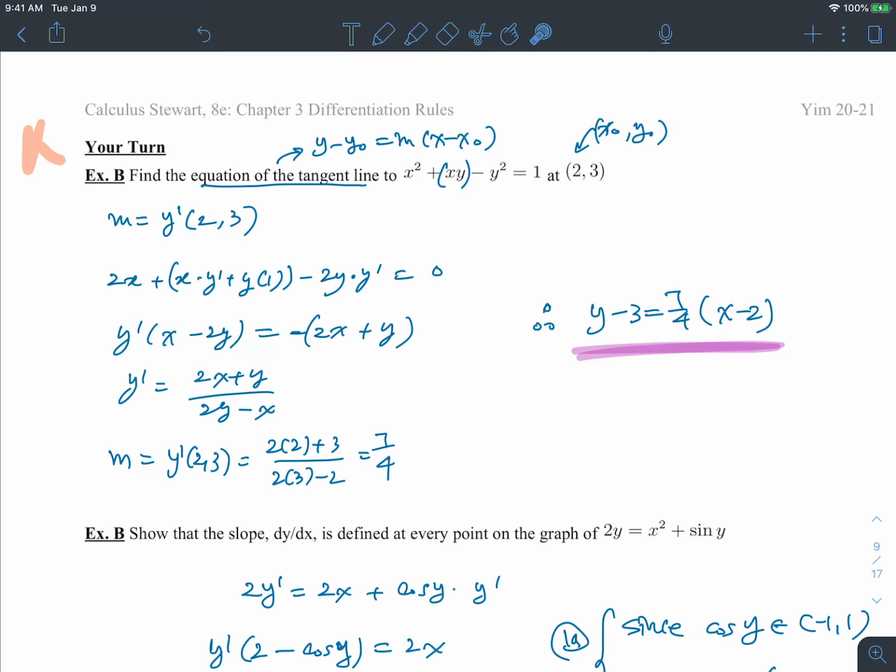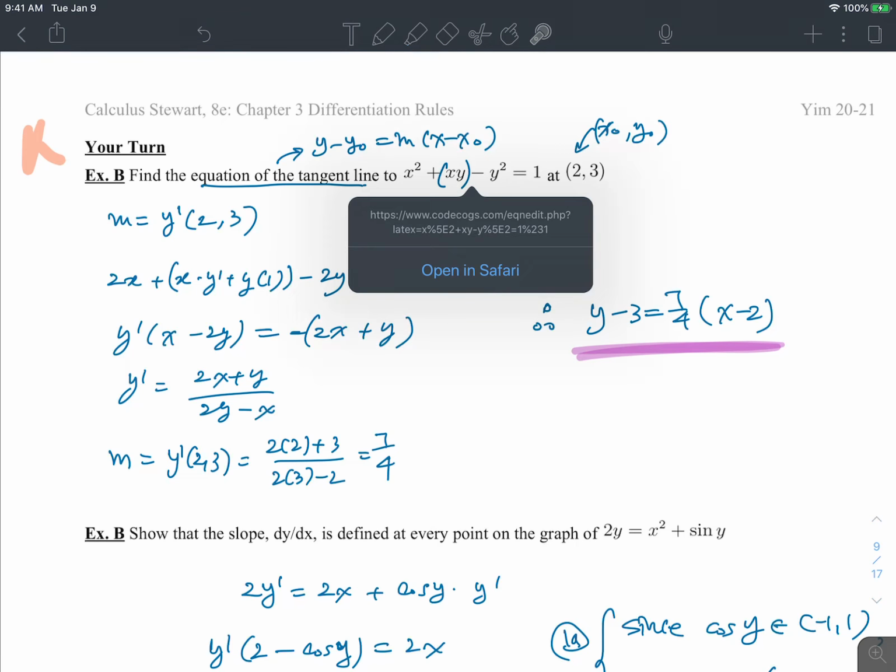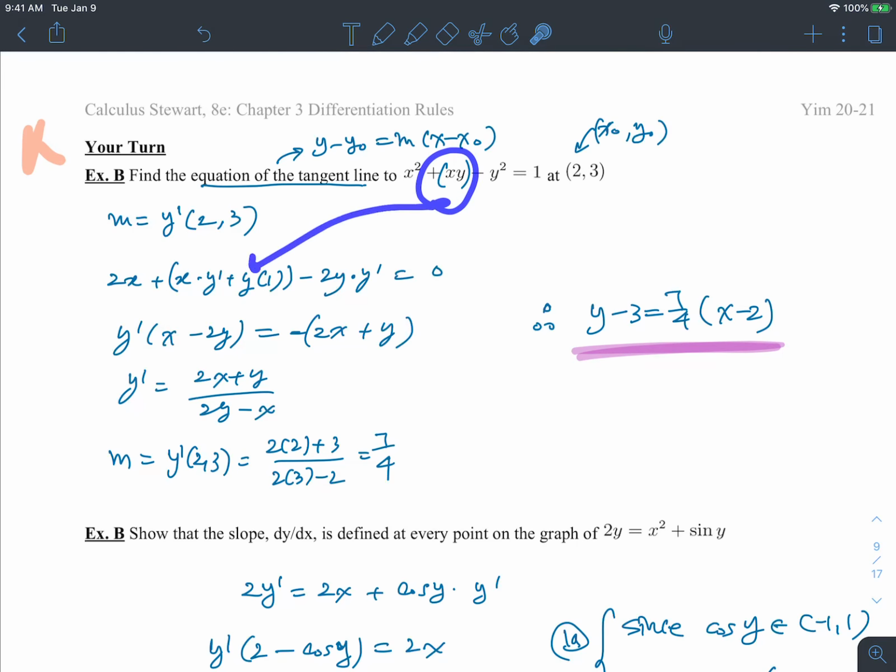I'm expecting that when I do the derivative of this, I'll have x and y terms mixed in together. So for the x value, I got to plug in 2. For the y value, I got to plug in 3. Note this, guys. That is a product rule right there. So that's what I did. To make it go a little faster, I put y prime instead of dy dx.